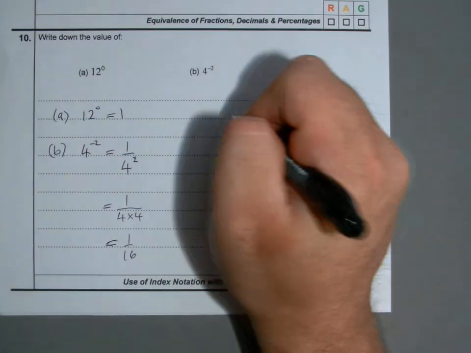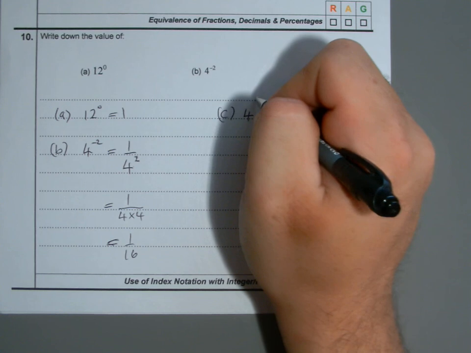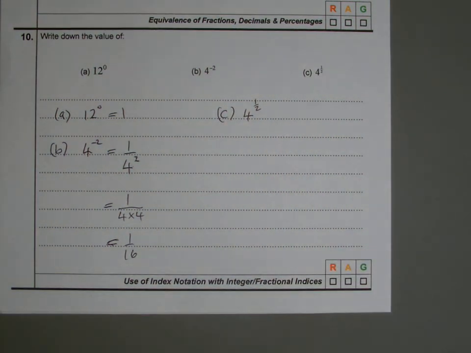Now, for C, again, this is challenging. It's come up towards the end of the paper. But what is this here? 4 to the power half. We've got a fraction here. What's going on? How on earth am I meant to work that out? Actually, it's really simple. You've just got to think back to, let's look at that there.